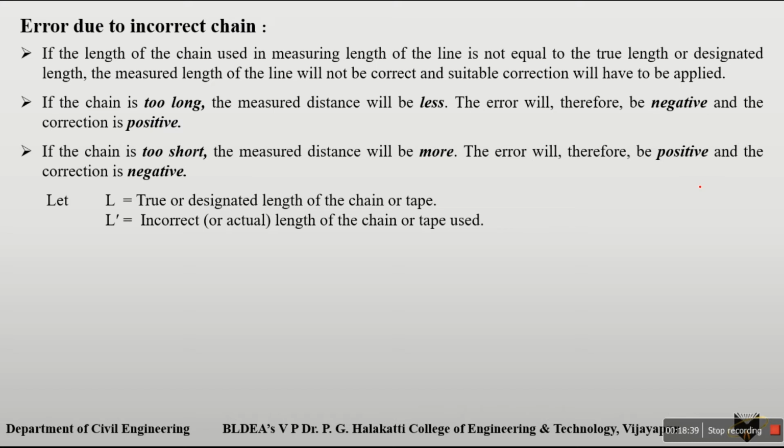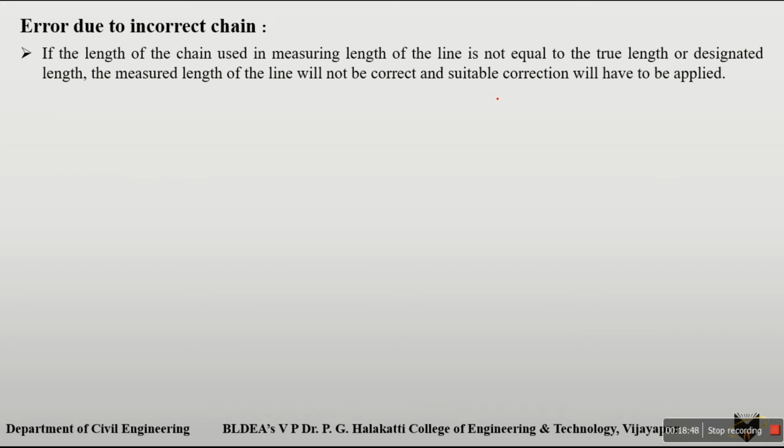Then what will happen? The same chain or tape is used for measurement of the distances. Whatever the length will be, it is more or lesser in value. In that condition, some small correction is to be applied to the measured length. There are some simple formulas for that, and there are no derivations for them.